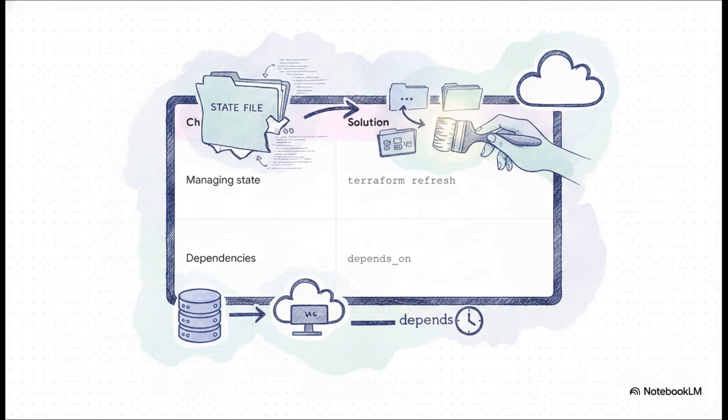Now, another major hurdle is handling dependencies, like making absolutely sure your database is fully spun up before a virtual machine tries to talk to it. The fix here is using Terraform's built-in dependency management, specifically the depends_on argument. This explicitly dictates the exact order resources have to be built, guaranteeing that everything connects perfectly on the first try.